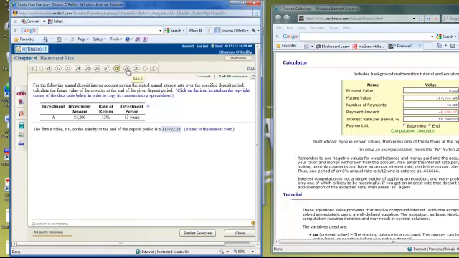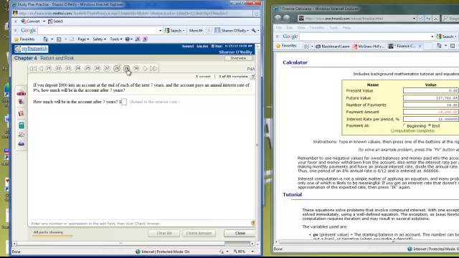And I can just go to the next problem, which is the same concept. If you deposit $900 into an account at the end of each of the next 7 years, and the account pays an annual interest rate of 9%, how much will be in the account after 7 years? Okay. You already should know that the answer will be greater than 900 times 7, or 6,300.